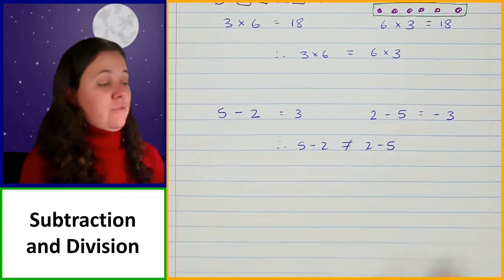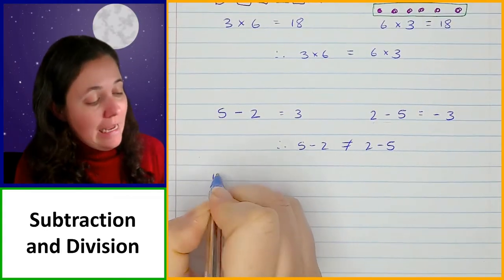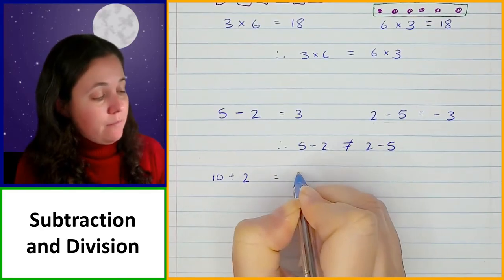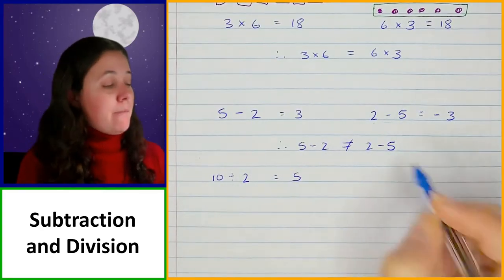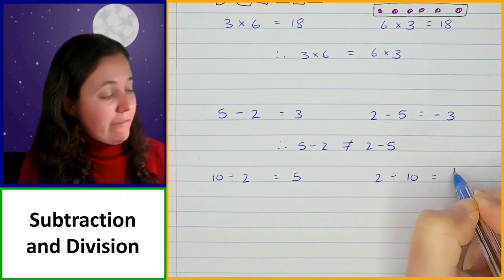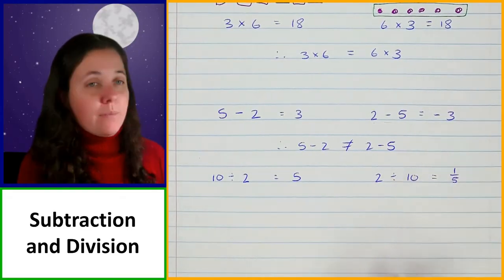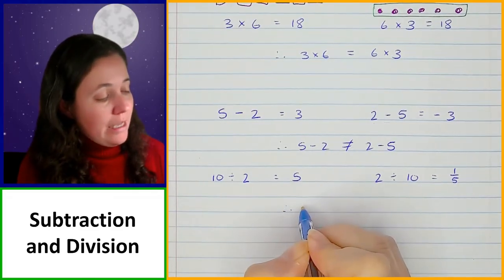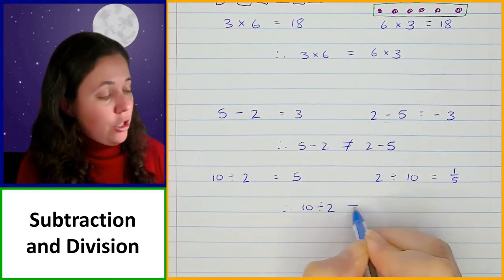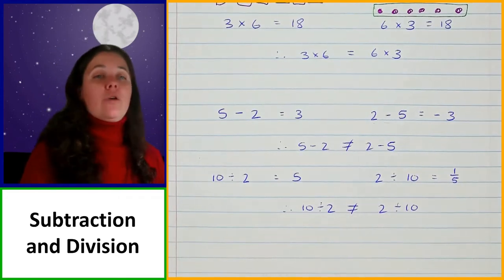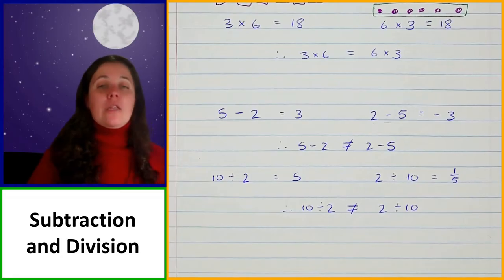And the same thing applies for division. If I have 10 divided by 2, that gives me 5. But if I try and say 2 divided by 10, that's going to end up giving me 1/5, which obviously is not the same. So I can also say, therefore, that 10 divided by 2 is not equal to 2 divided by 10. So when we are working with subtraction and division, the commutative property doesn't apply. Okay.